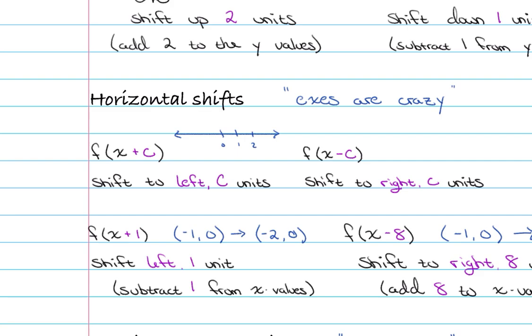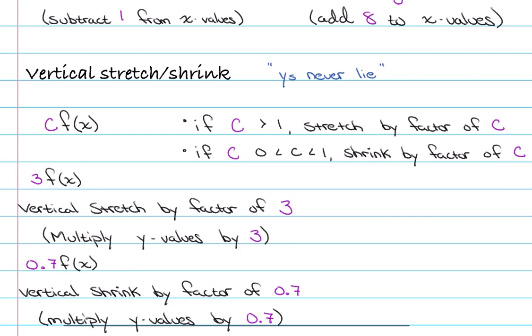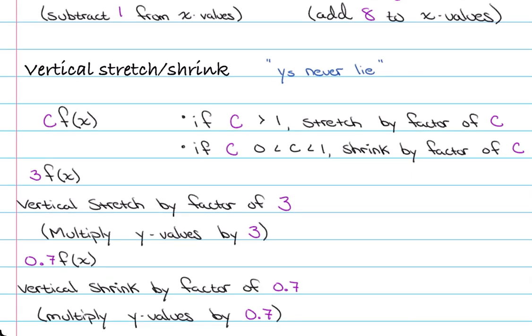So next, we're going to talk about vertical stretching and shrinking. Again, your y's never lie. So these are going to be factors. You are multiplying now. When you're shifting up, down, right, left, you're either adding or subtracting. But if you are stretching or shrinking, that means that you are going to be multiplying. Since it's vertical, we're going to be multiplying times the entire function. So it'd be some constant times the function.